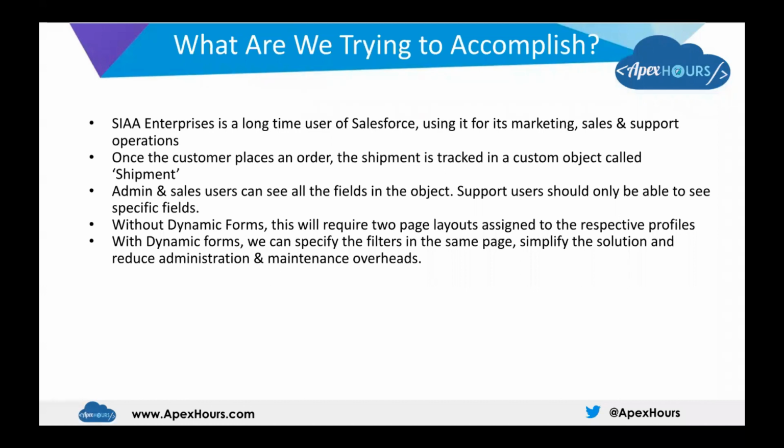So for example, let's say that tomorrow I need to add 5 new fields in the object that need to be displayed to all the users. Now, if we have multiple page layouts, we will need to add those fields in all those page layouts manually. But with dynamic forms in place, we just need to add it in one place. So now it's time to see dynamic forms in action. Let me switch to the browser.